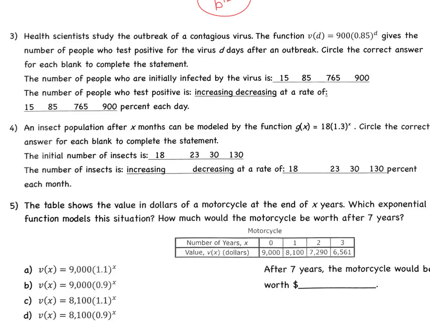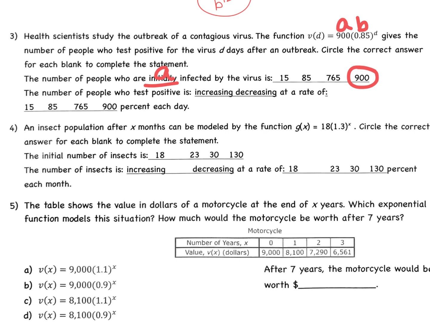On number 3, you want to read real carefully, pay attention to keywords. A health scientist studies the outbreak of a contagious virus. The function 900 times 0.85 to the d gives the number of people who test positive for the virus on d days after an outbreak. Circle the correct answer for this statement. So the number of people who are initially, keyword, initially infected. Okay, remember this is a and b, and your initial amount is your a. So our a is 900.